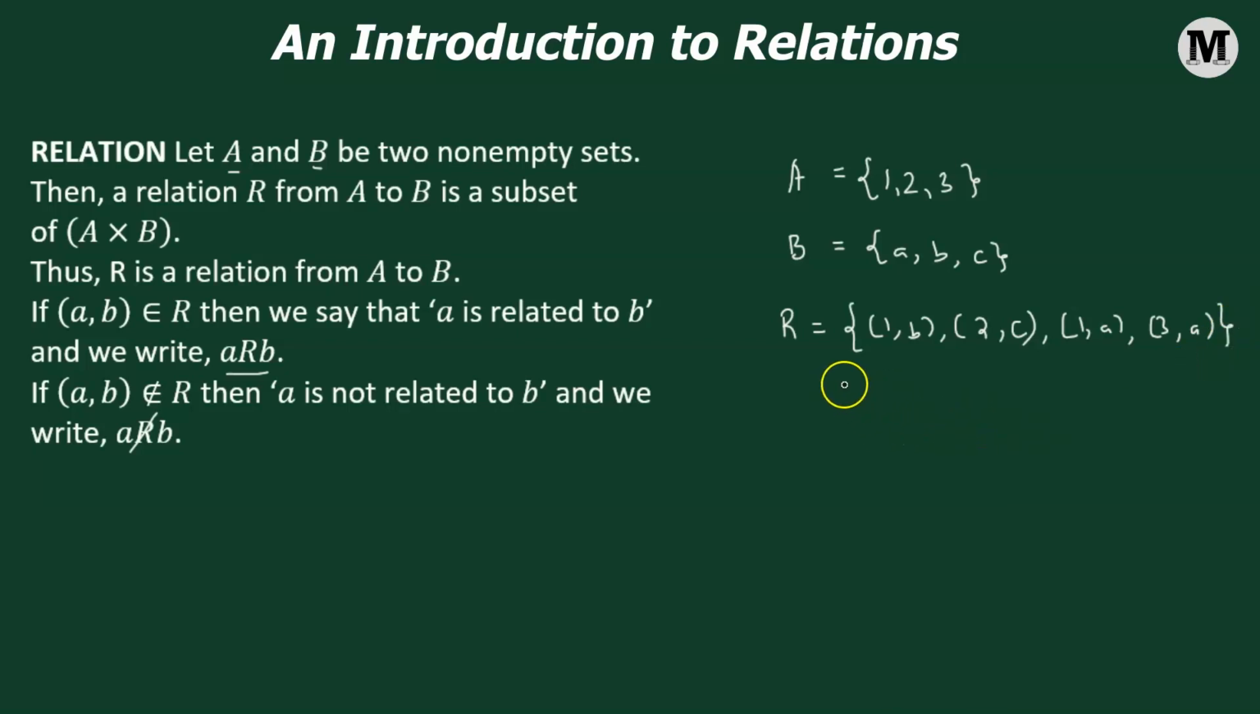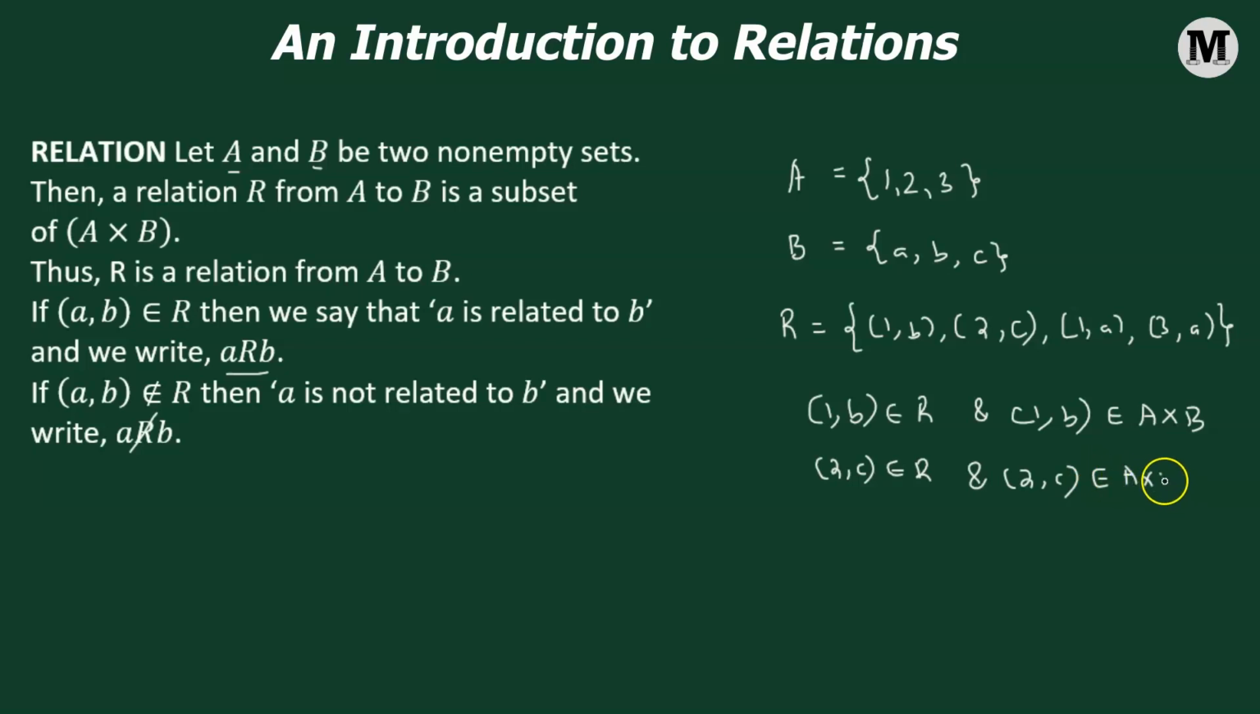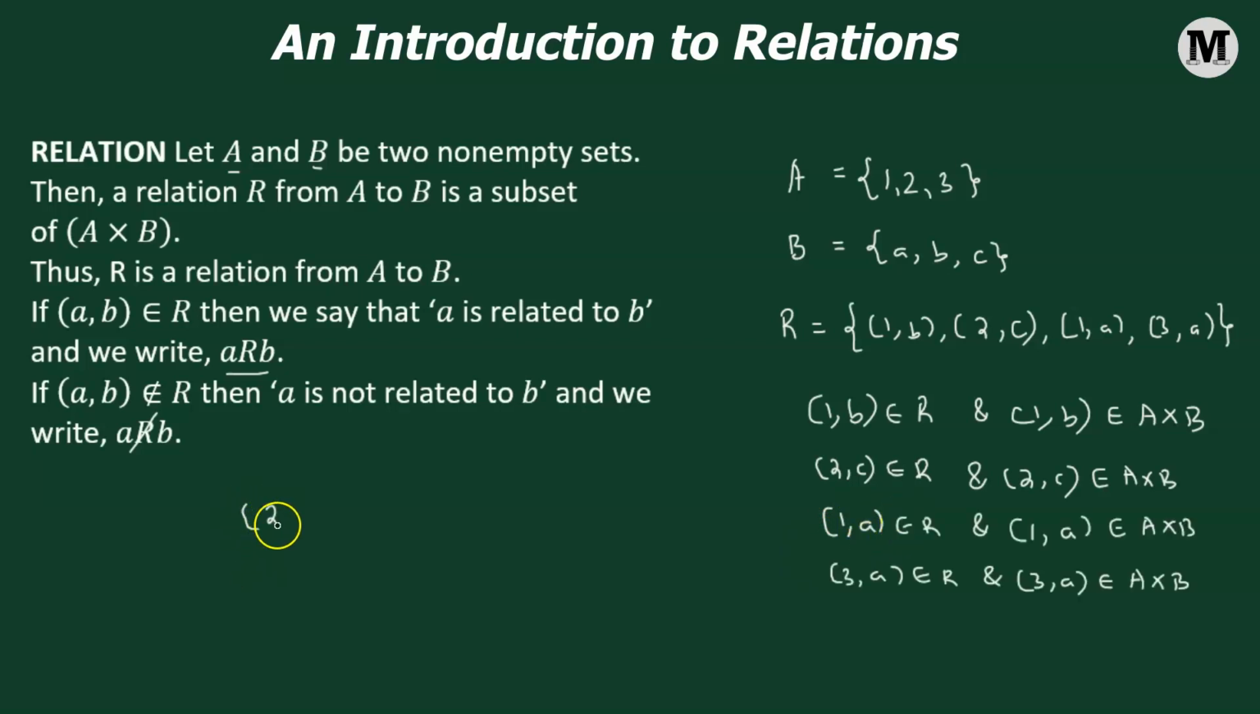Now clearly R is a relation going from A to B. That's because the first ordered pair (1, b) belongs to R, and (1, b) is also a member of the Cartesian product of A and B. In other words, we can say that R is a subset of the Cartesian product of A and B. But we need to verify that all the elements of the relation are also members of the Cartesian product of A and B. So here we can see (2, c) belongs to the relation, and that same ordered pair (2, c) also belongs to the Cartesian product of A and B. Similarly, we have the next element (1, a).